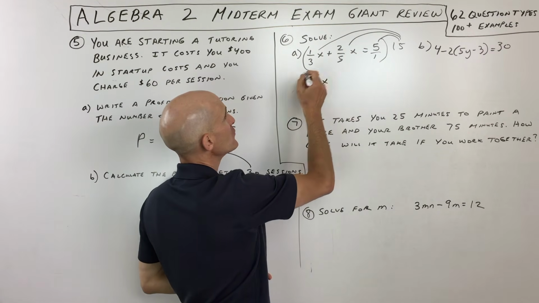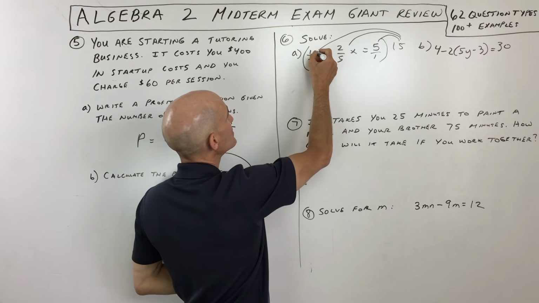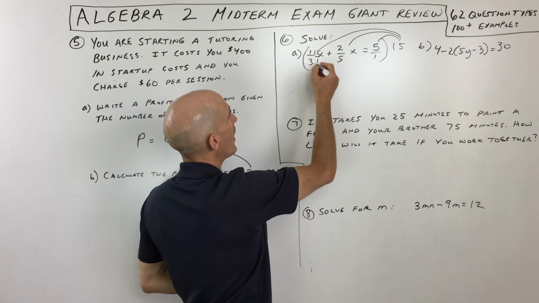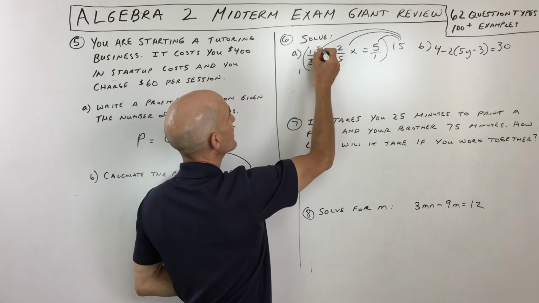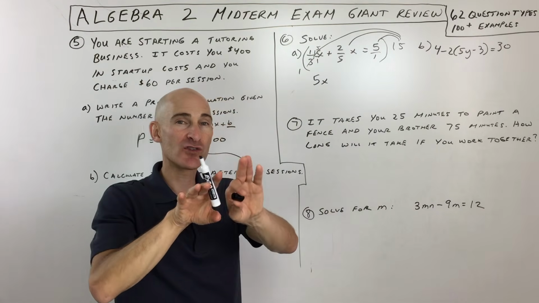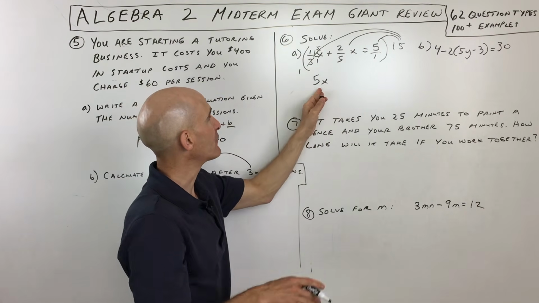Now, if this is a little bit confusing, what you can do is right next to the 1/3, put 15 over 1. And then you can cross-reduce like that. The 1 and the 5 are right next to each other, so they're multiplied together. That's how I get the 5x.